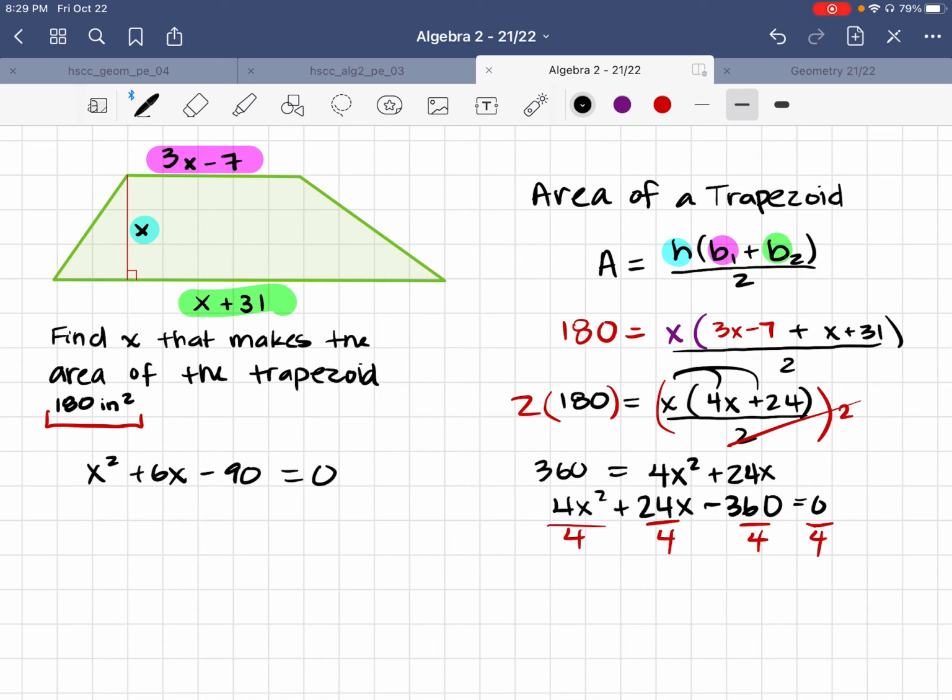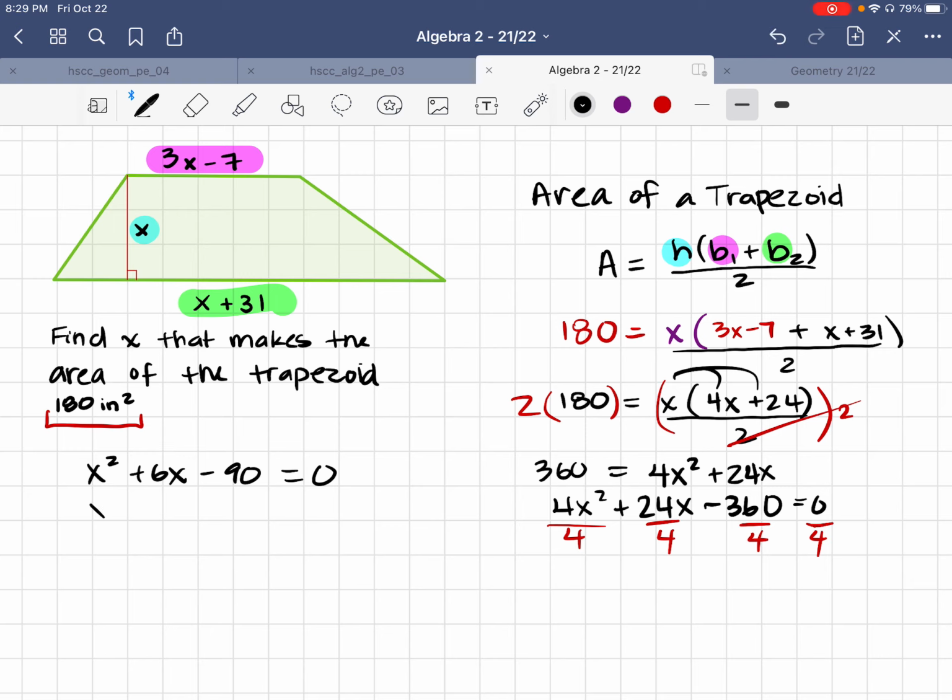From this stage, what you're going to want to do is solve the quadratic. There are lots of different ways to solve the quadratic. I would encourage you to do completing the square because you notice that this number right here in the middle can be cut in half, which means we want to get rid of the 90. If you want to use the quadratic formula, you can. Unfortunately, factoring does not work on this one, so we won't be factoring it.